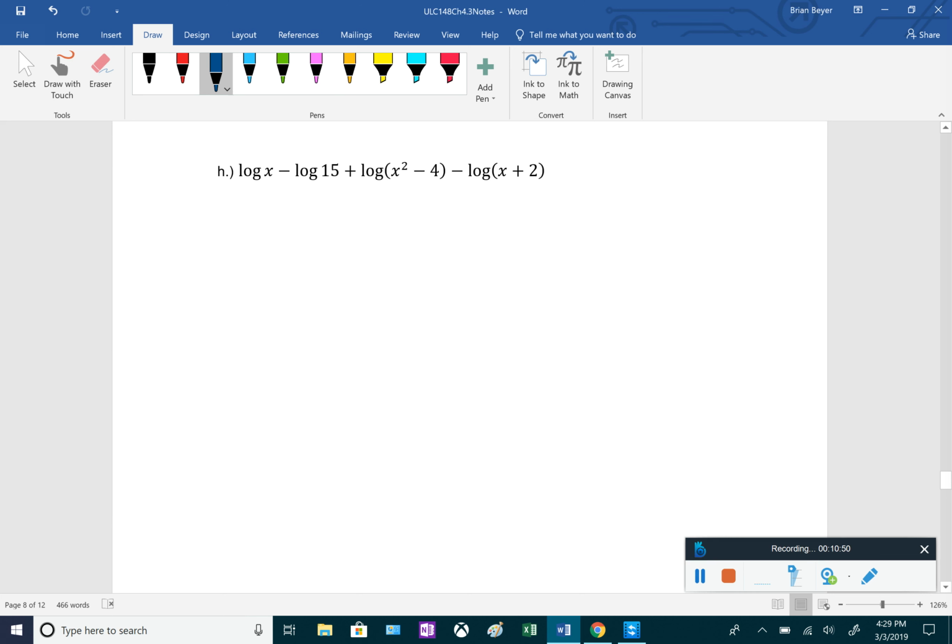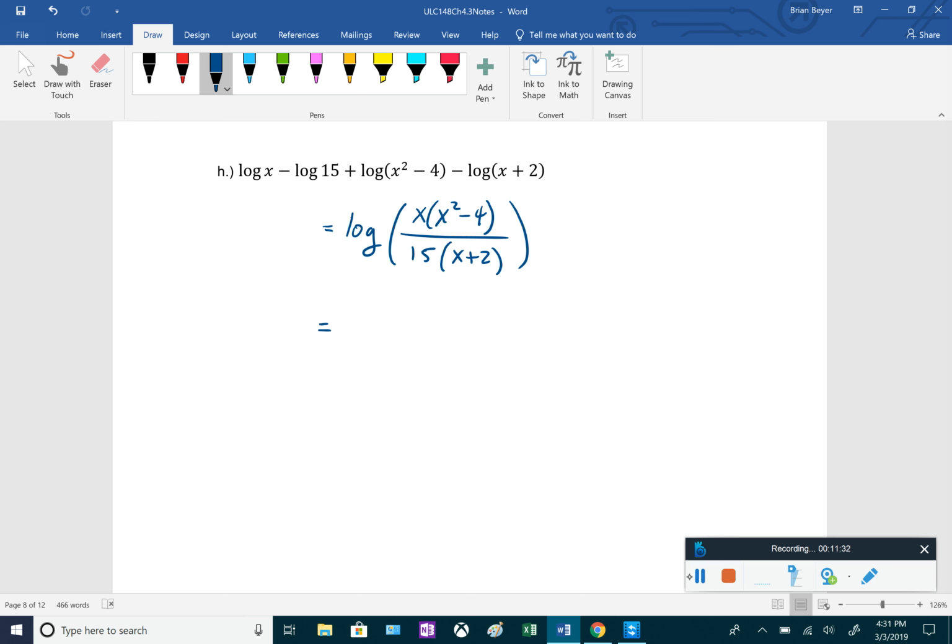Do another one, make it even messier. We have log x minus log 15 plus log x squared minus 4 minus log x plus 2. So all of these have coefficients of 1, well technically 1 or negative 1. So we can combine them. So the ones that are positive out front are going to be being multiplied in the numerator. So that's going to be x and the x squared minus 4. And the ones that are negative out front are going to be being multiplied in the denominator. So that's going to be 15 and the x plus 2.